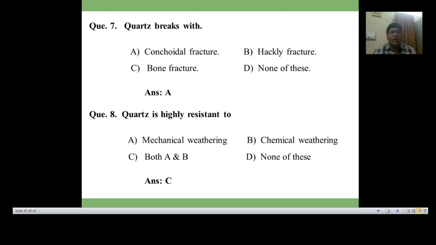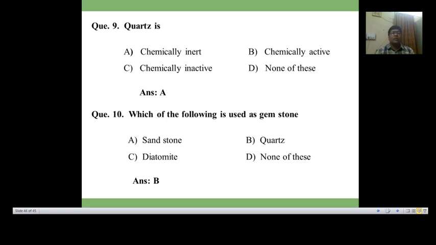Question number 8, quartz is highly resistant to mechanical weathering, chemical weathering, both A and B, or none of these. Quartz is highly resistant to both mechanical as well as chemical weathering. Answer C, both A and B, is the correct answer. Question number 9, quartz is chemically inert, chemically active, chemically inactive, or none of these. Answer A, chemically inert material. It will not react with any chemicals or chemical reagent. Answer A is the correct answer.